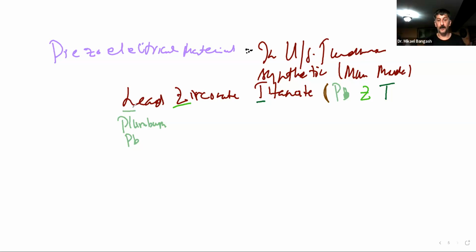So the common piezoelectrical material that is going to be used in transducers is going to be lead zirconate titanate.